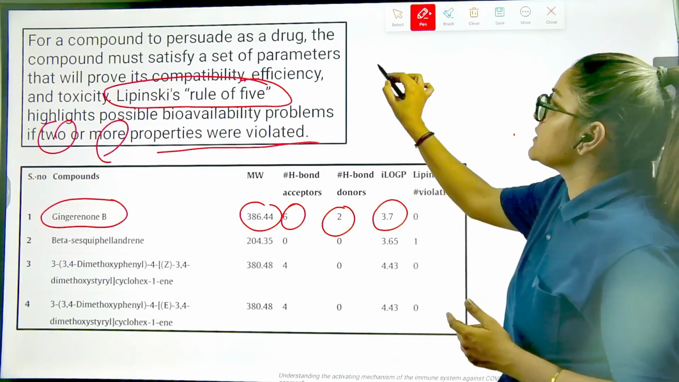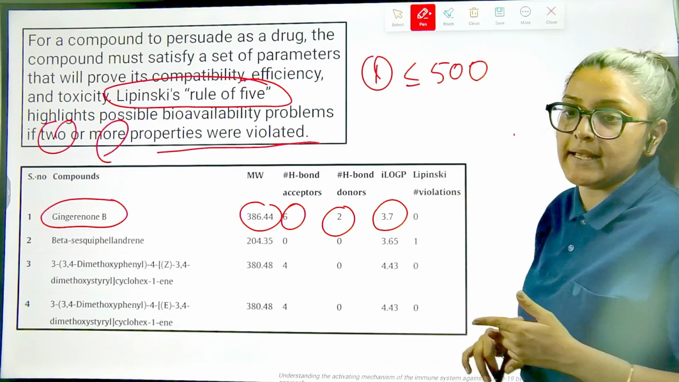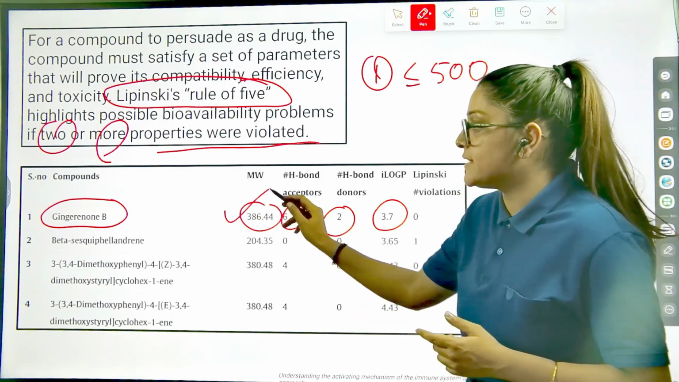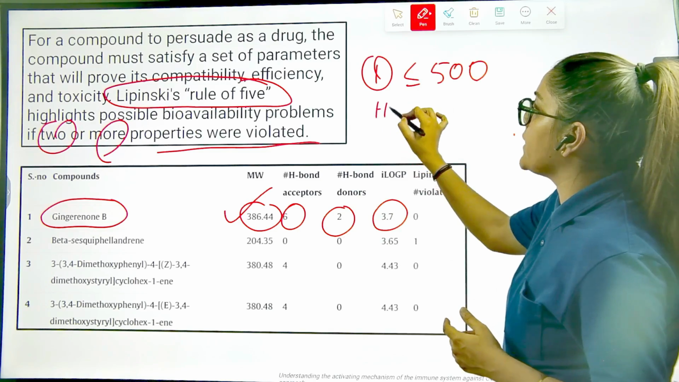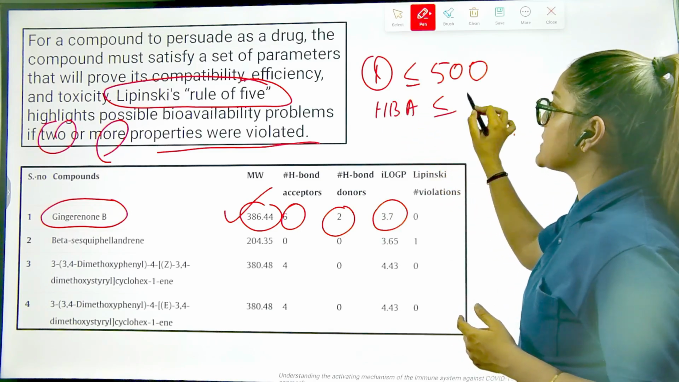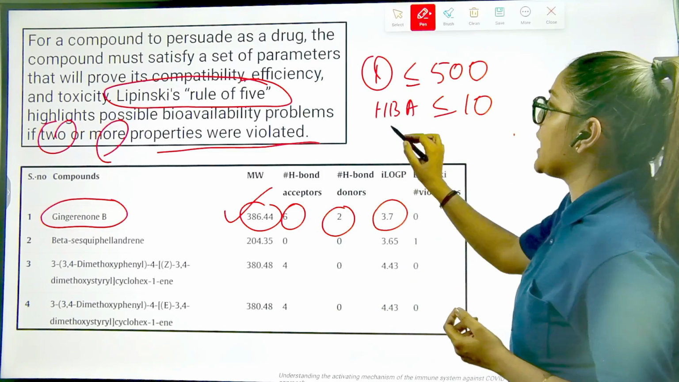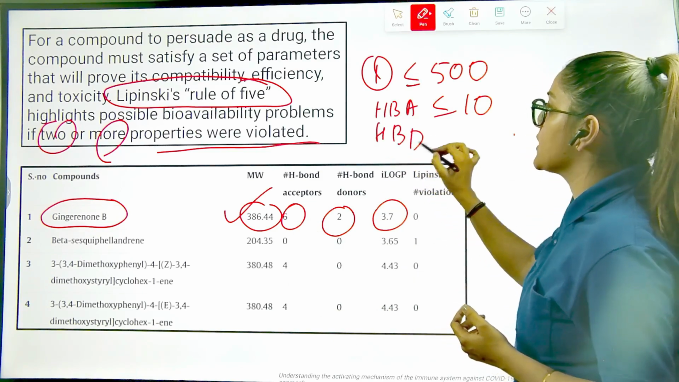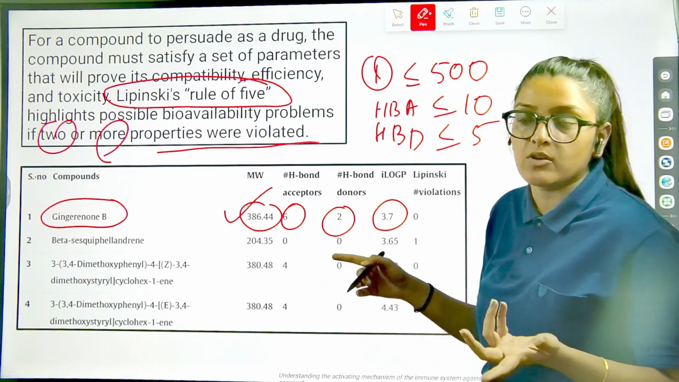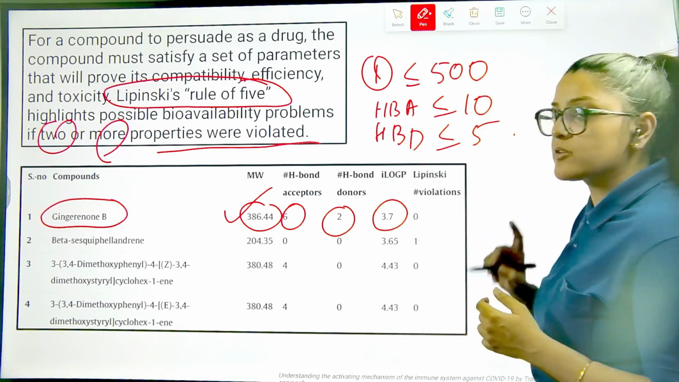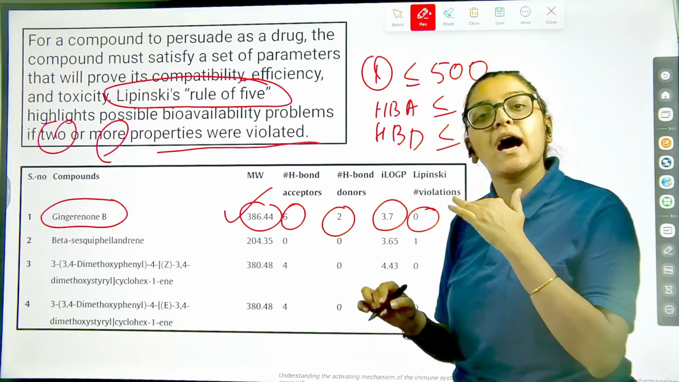So you know criterion number one was that the molecular weight must be equal to or less than 500. So definitely the molecular weight falls under the category. Then we have hydrogen bond acceptor, that must be less than or equal to 10. Here it is 6, so the rule is not violated. Then we have hydrogen bond donor, that must be less than or equal to 5. Here the value is 2, that is also not violated. Log P is also less than 5, it is 3.7. We say the Lipinski violations are 0.